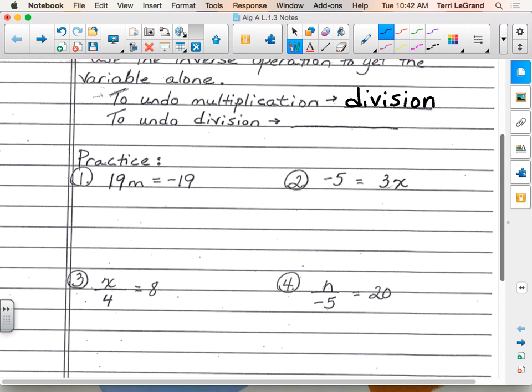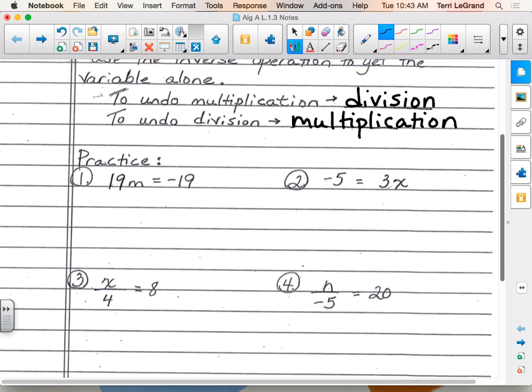To undo division, what's the inverse operation of division? Multiplication. Yeah, so we'll use multiplication to undo dividing. And why do we need to undo? Anybody remember why we're trying to undo? What's the goal when we're solving algebraic equations? What's the final goal? We need to isolate the variable. We need to get the variable alone. It has to be on one side by itself.